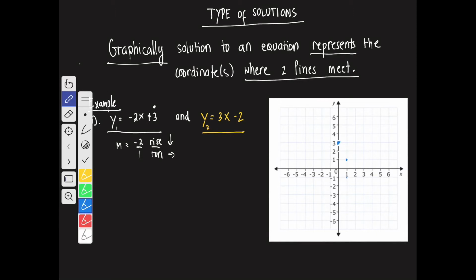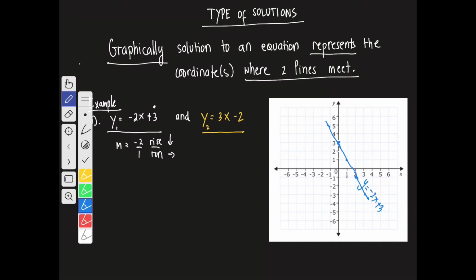And then I'm going to repeat. The next one is here, and the line will look like this. If I continue, the next one will be here. Got it? And this one will be here. So that will be the line for y equals negative 2x plus 3.